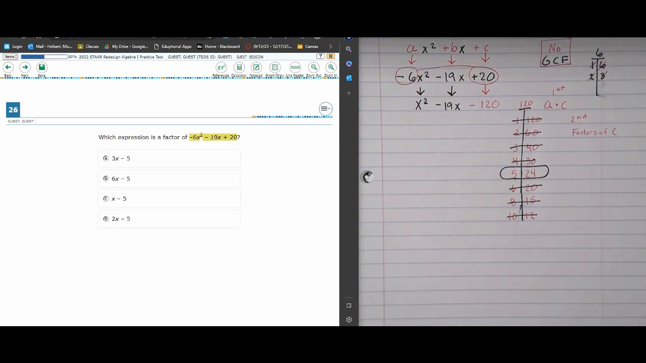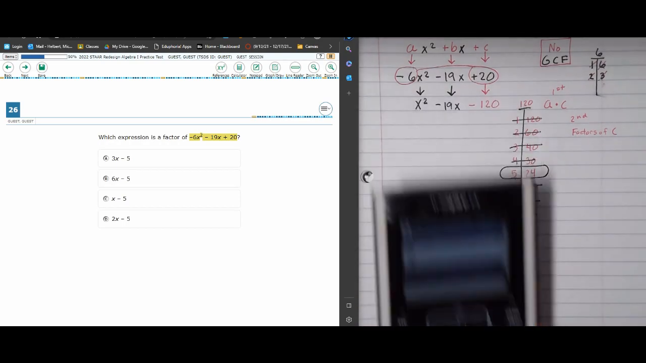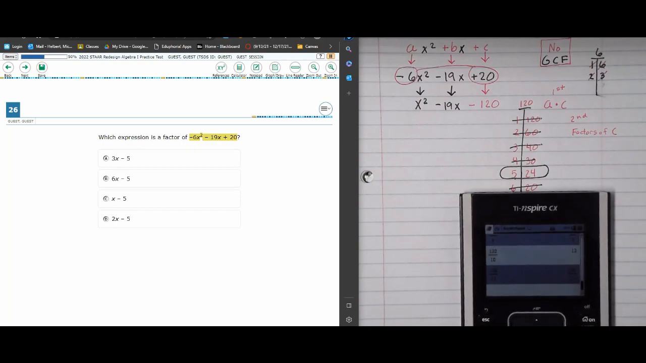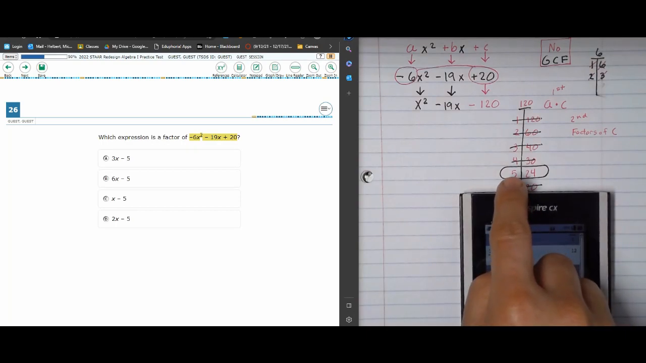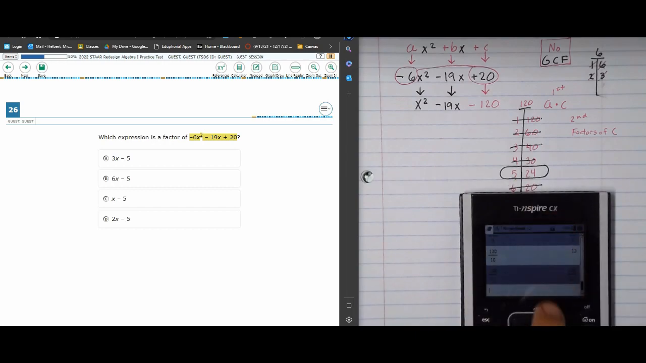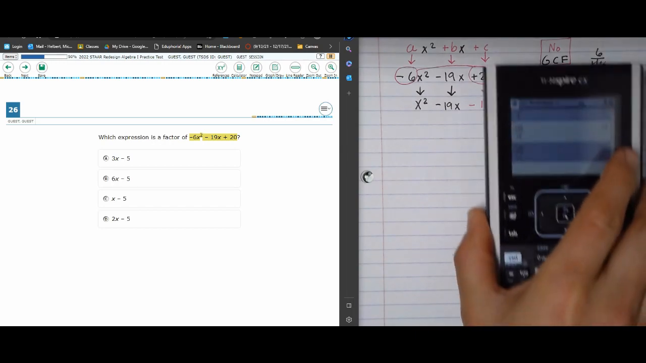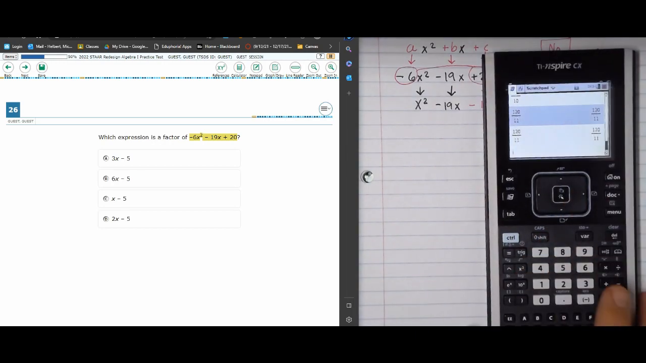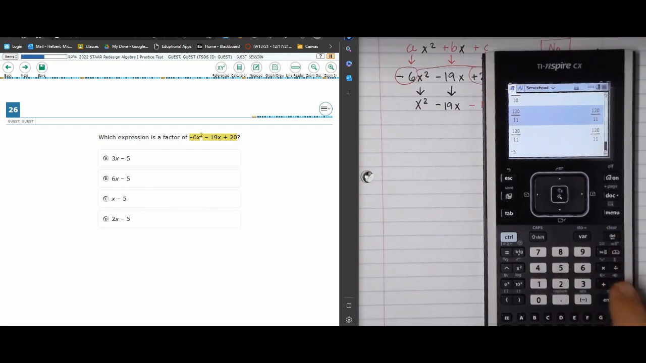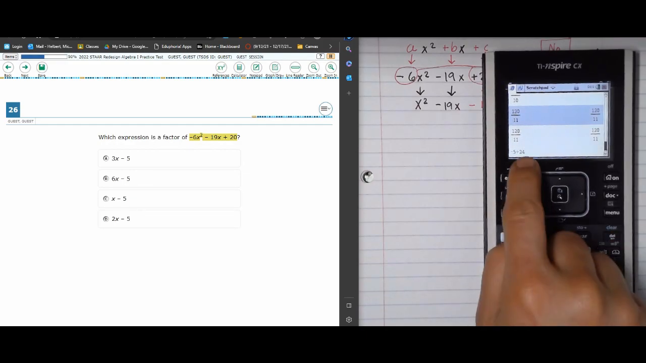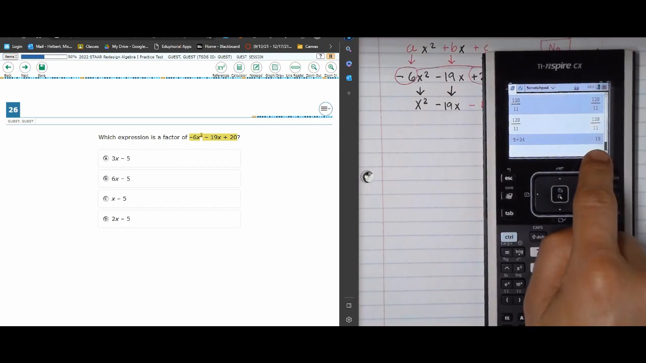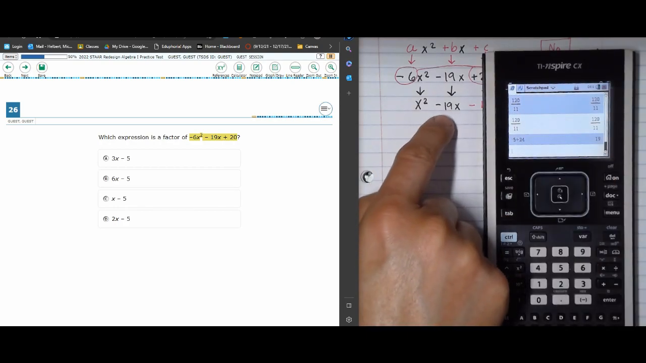So now that we know what they are, we just got to figure out which one's going to be positive and which one's going to be negative. And I know every once in a while I see students struggle with this. But remember what I told you is just guess and check. So let's go ahead and see what would happen if we made the 5 negative and the 24 positive. So if I made the 5 negative and I added that to a positive 24, it would give me positive 19. But I need negative 19.